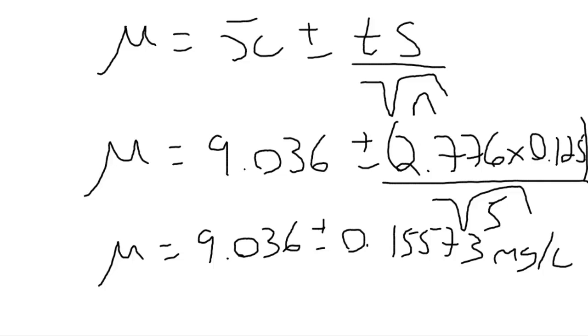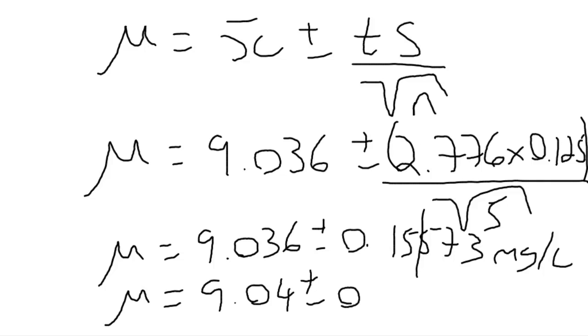If you do it to 2 figures, then that will be 0.15, and you make sure that the mean value is to the same number of decimal places. So this would be 9.04 plus or minus 0.15, or 0.16 if you round up. I guess really that should be a 6. Milligrams per liter of calcium. So that's saying that we're 95% confident that the true value is between 9.04 minus 0.16 and 9.04 plus 0.16.